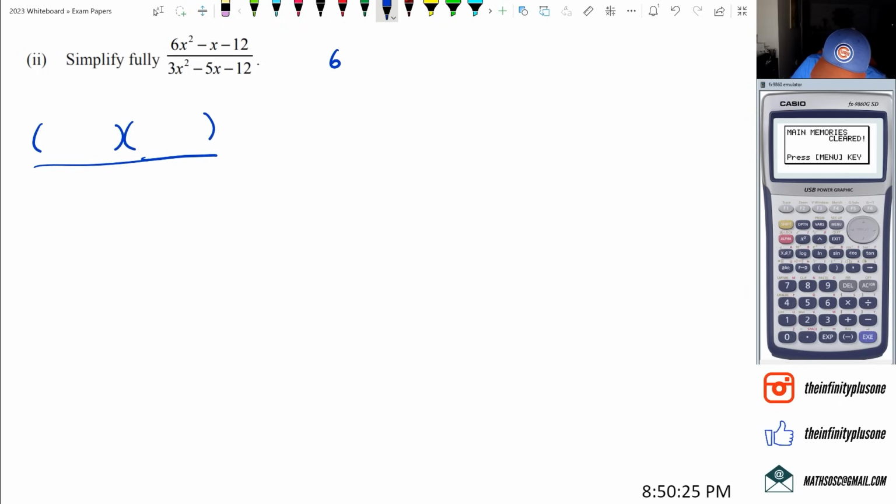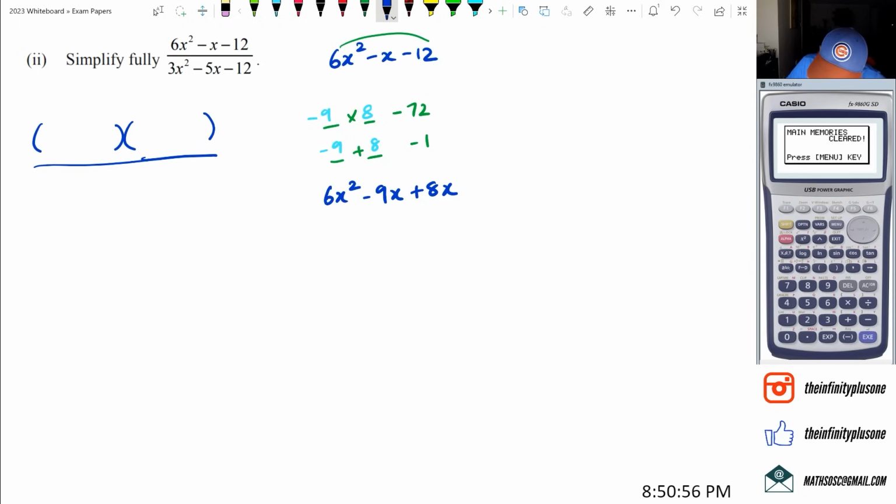So I've got 6x squared minus x minus 12, and I don't know if you remember this from last year. You do this little algorithm where you go 6 times minus 12 is negative 72, and you look for two numbers that multiply to negative 72 and add up to negative 1. In this case, we get minus 9 and 8. So I've got 6x squared minus 9x plus 8x minus 12. I'm just grabbing that minus 9 and 8 and throwing it in there.